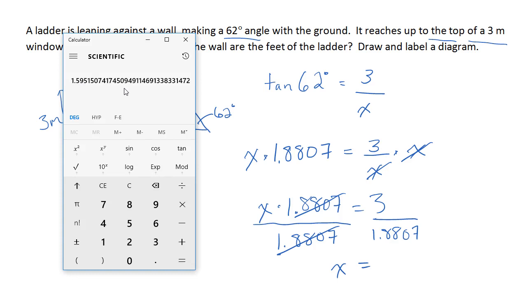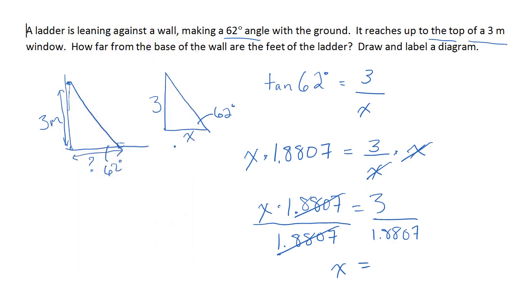Because we're getting a side length or a distance, I'm going to round this to 1.6. So x must be approximately 1.6 meters. The distance from the feet of the ladder to the edge of the wall is 1.6 meters.